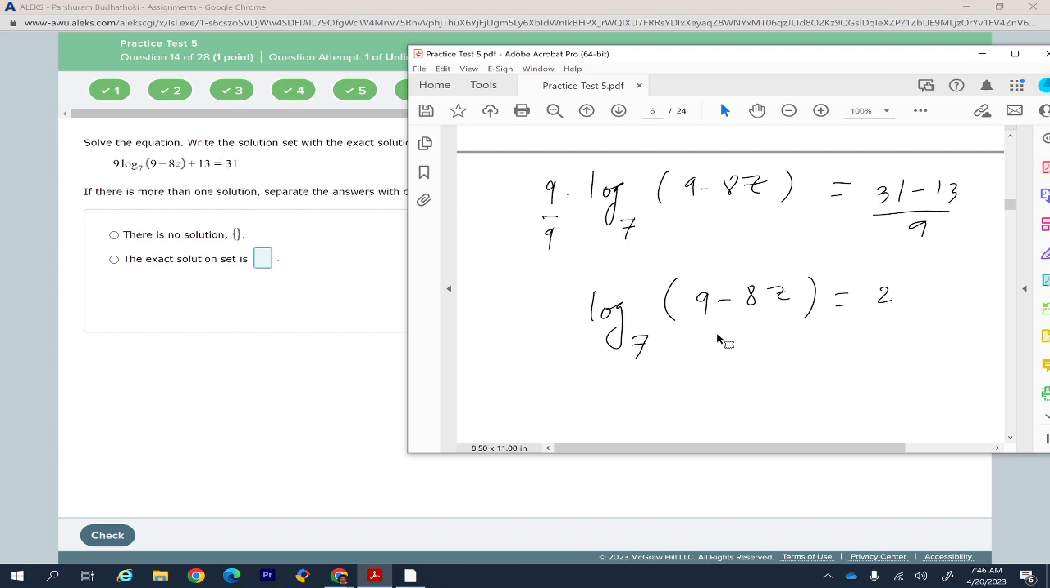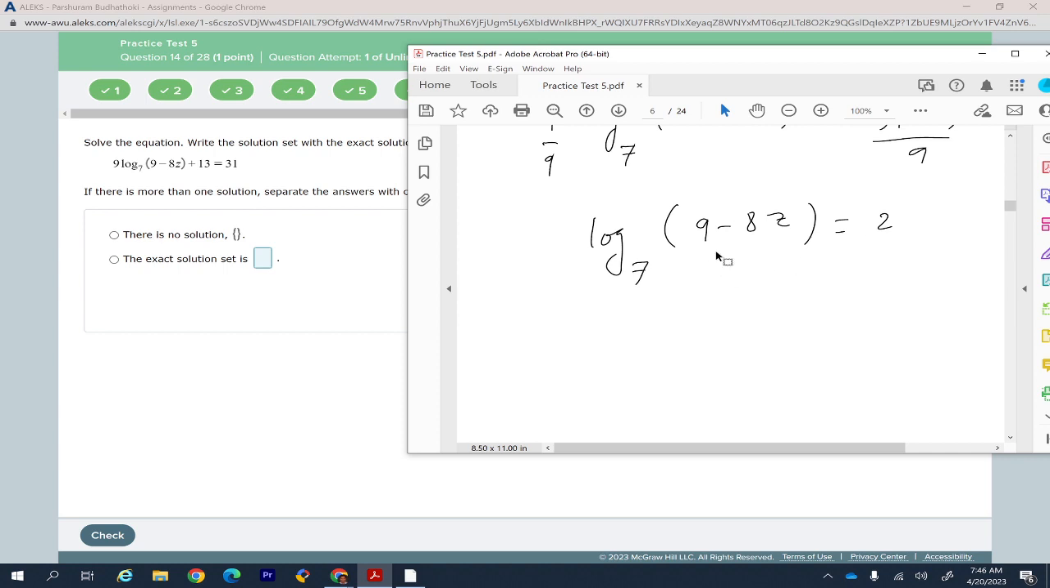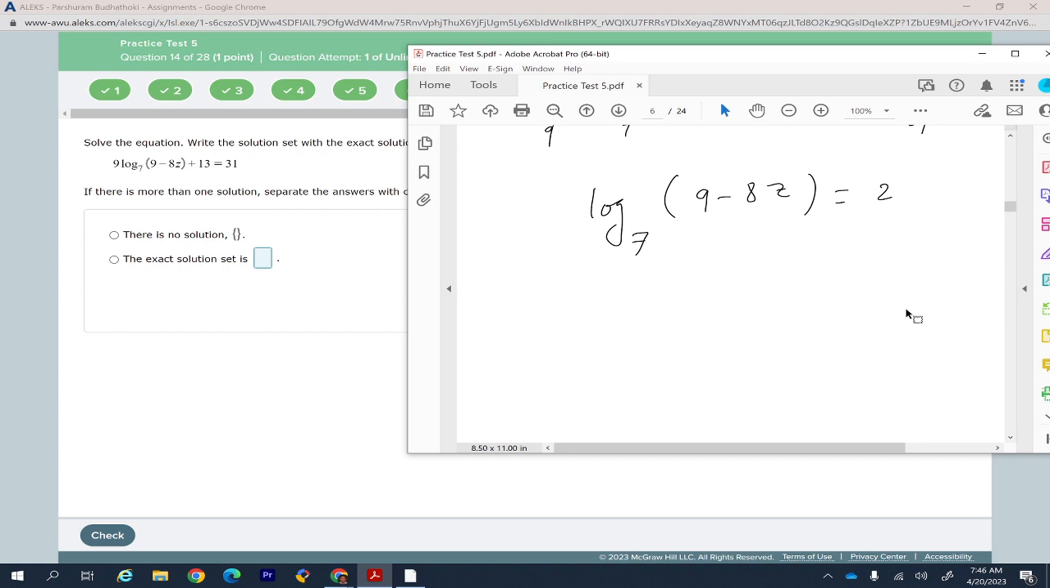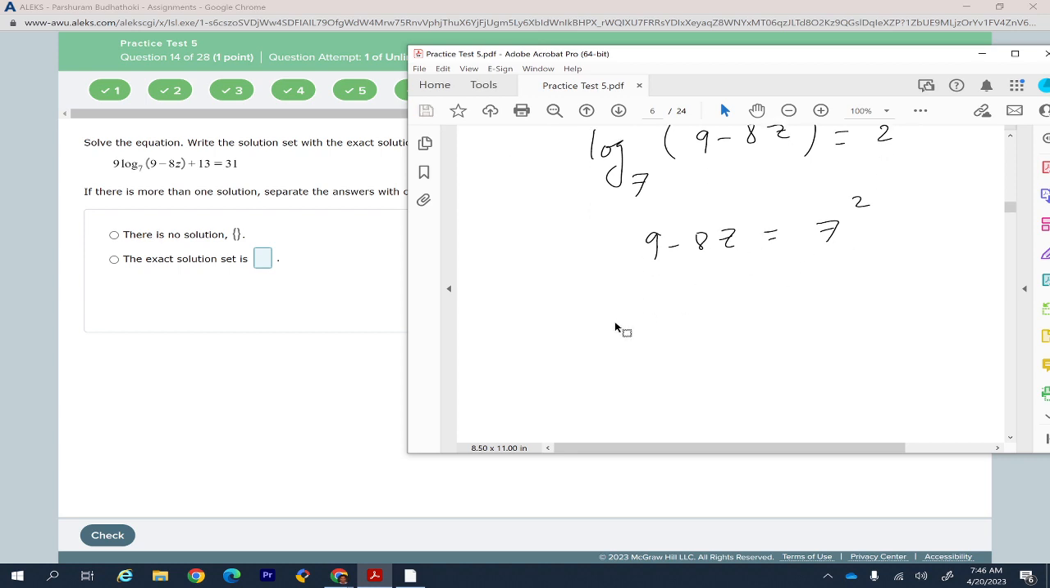Now solving this equation can be done by changing this log equation to an exponential equation. How do you do that? Write down this 9 minus 8z on one side, and 7 to the power 2 on the other side. That's how we are changing log to exponential. Okay, now solve for z. First of all subtract 9, so that will be negative 8z equals 7 squared, which means 49 minus 9 is 40, and now just divide both sides by negative 8, so z equals negative 5.